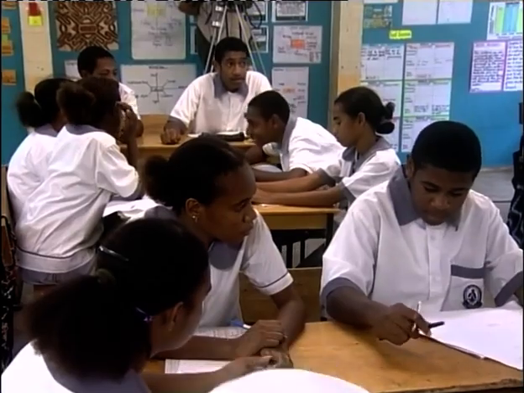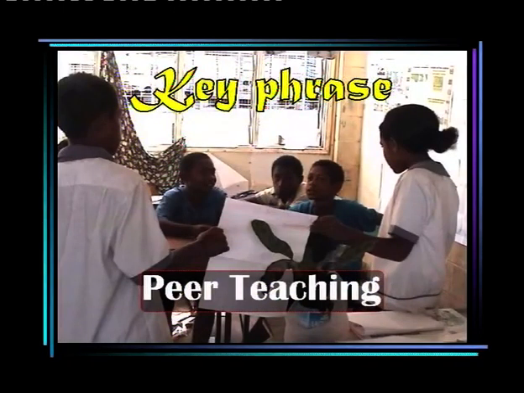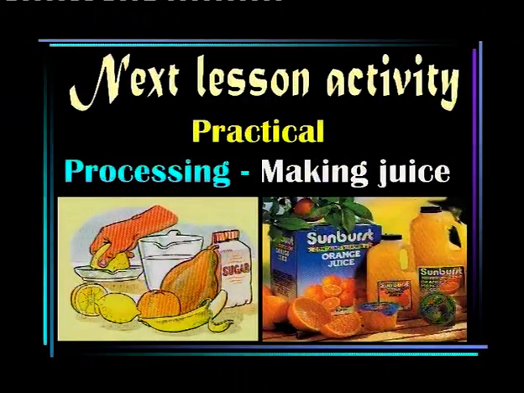Now, our key phrase for this lesson is peer teaching. And our next lesson is going to be a practical lesson on processing. In processing, we will be making lemon juice.